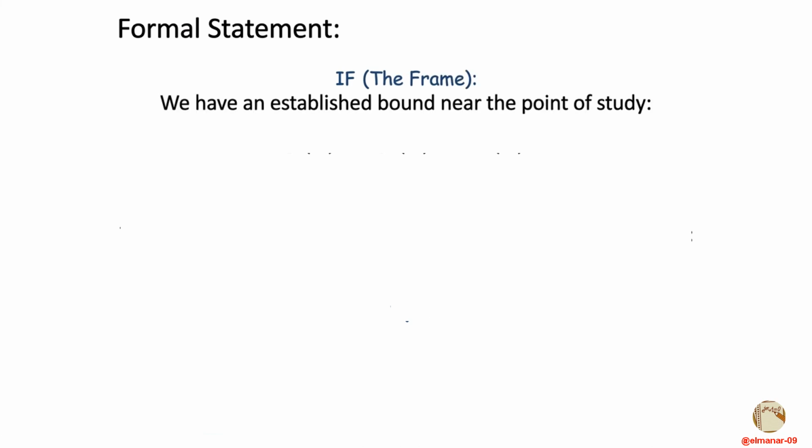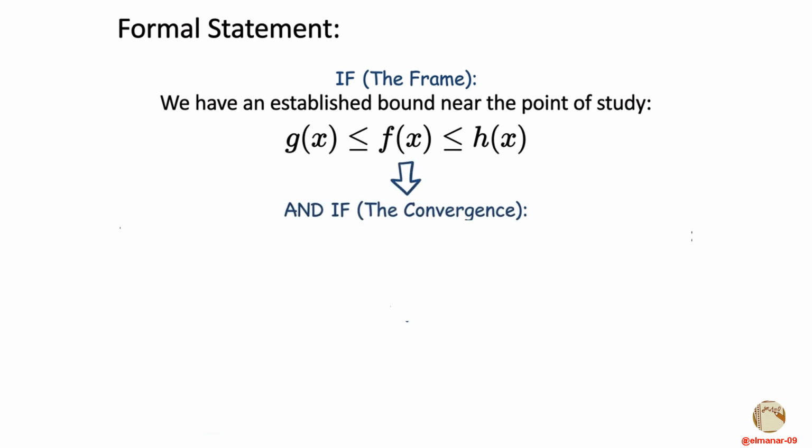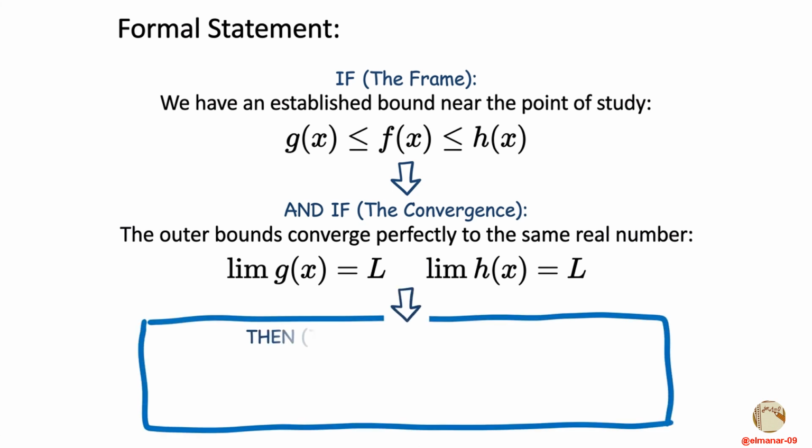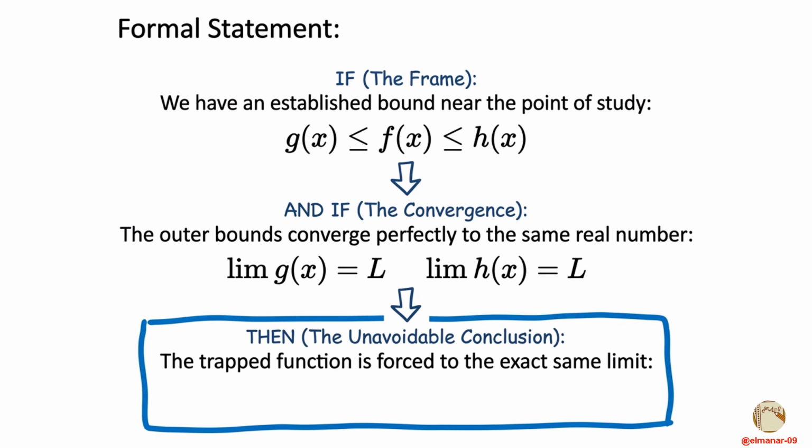This intuitive idea is the foundation of the entire theorem. Here is the formal statement, broken down into 3 logical steps. Step 1, the frame. We must establish that f of x is bounded between g of x and h of x near our point of study. Step 2, the convergence. We prove that the outer bounds, our floor and ceiling, both converge perfectly to the same real number L. Step 3, the unavoidable conclusion. Because f of x is trapped and the trap is closing at height L, the limit of f of x is forced to be exactly L. It's mathematically inevitable.